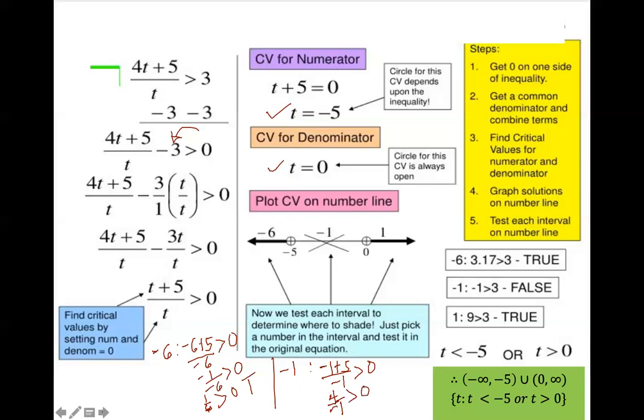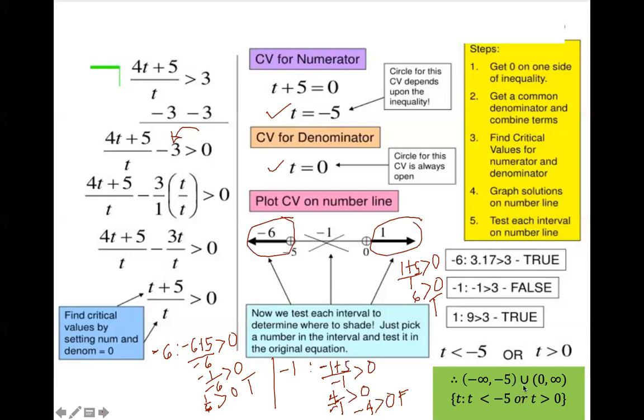So obviously, it's -4. It's -4 greater than 0. So this is false. Now, let's substitute 1. So we have 1 plus 5 over 1. So this is 6. Is it greater than 0? Yes, so this is true. So that's why the shaded region is this part and this part.